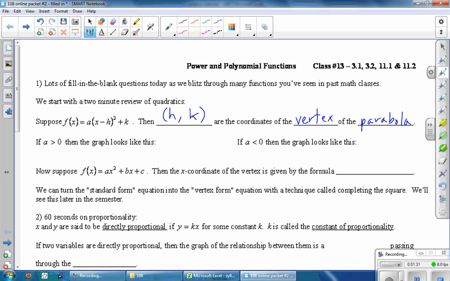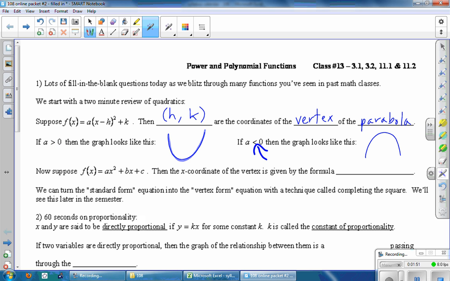So I've got h comma k as the coordinates of the vertex of the parabola. If a is greater than 0, the graph looks like this. It's quite happy. If a is less than 0, then the graph looks like this. It's sad. If it helps you remember, saying a greater than 0 means a is positive. A positive person is often smiling. A less than 0 makes a negative. A negative person can sometimes be frowning.